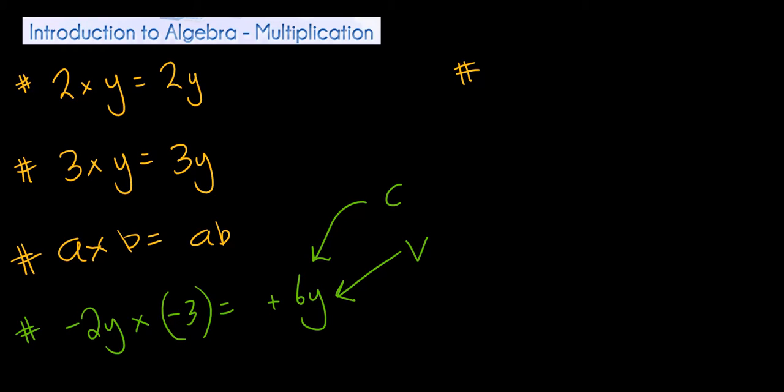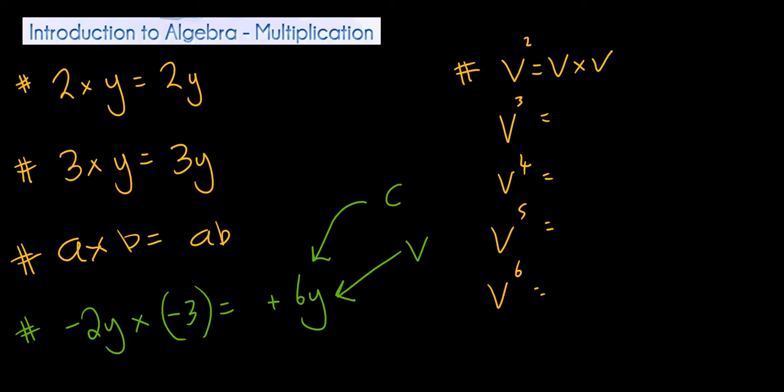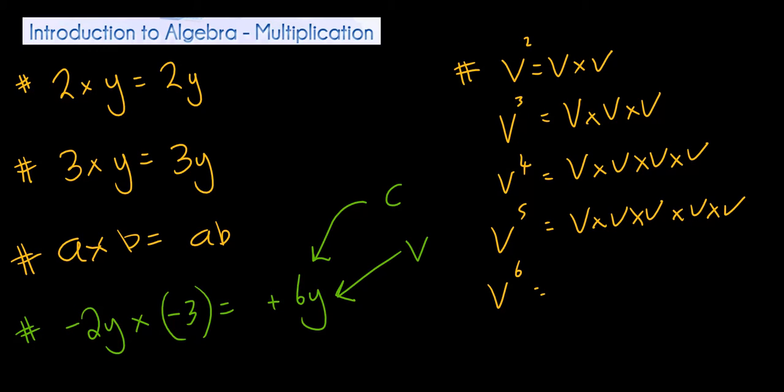Okay, so let's just extend what we mean by a power. Now if we've got v squared, that means v multiplied by v. What about v cubed and v to the 4 and v to the 5 and v to the 6? Well, if we have a power, that means that the variable is multiplied by itself. v times v times v. v times v times v times v. v times v times v times v times v. v times v times v times v times v times v. 1, 2, 3, 4, 5, 6.